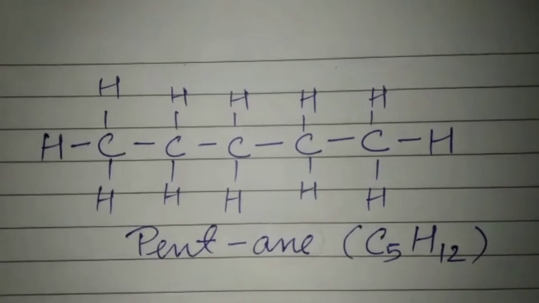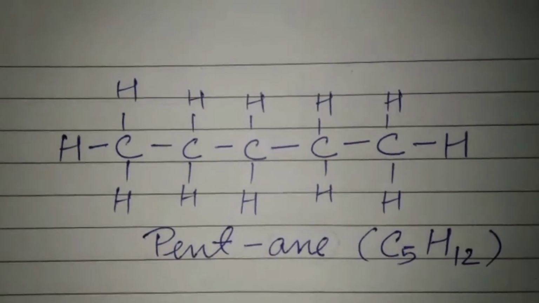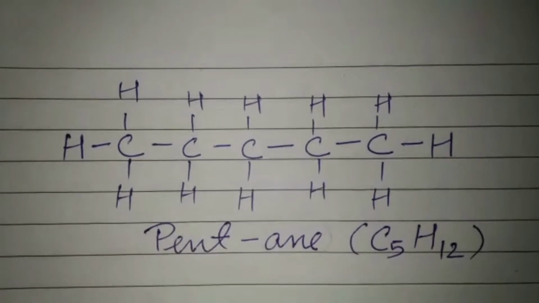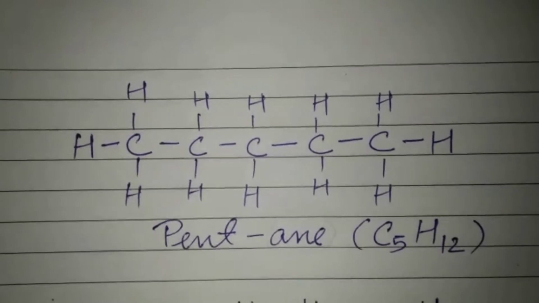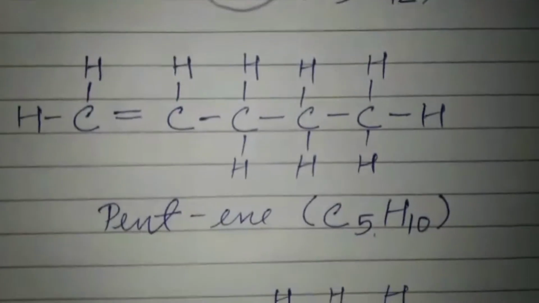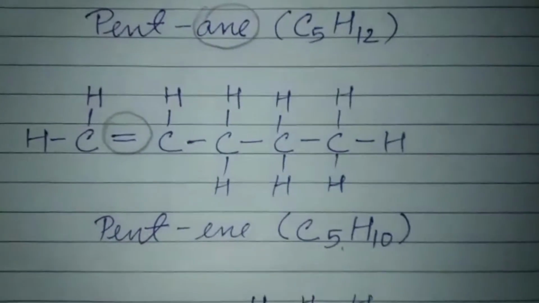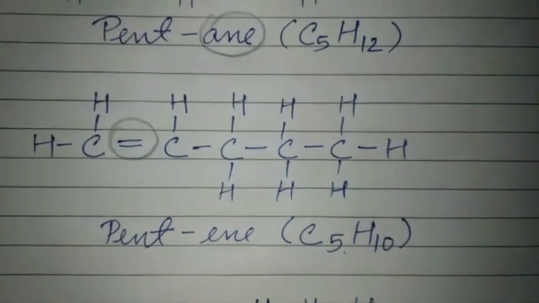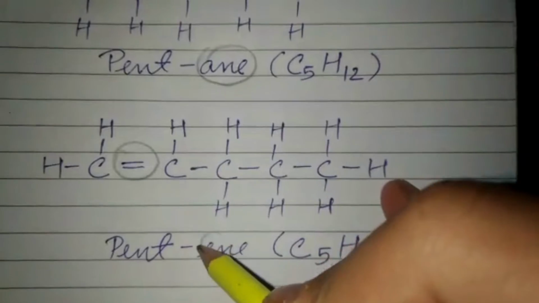Here are some examples which will help us understand how to use the primary suffix. This is the structure of pentane. Here we can see that only a single bond is present. So it is a saturated compound, and hence we have used the suffix "ane". This is the structure of pentene. Here a double bond is present between the first and the second carbon atom. So it is an unsaturated carbon compound, and since a double bond is present, we have used the suffix "ene".